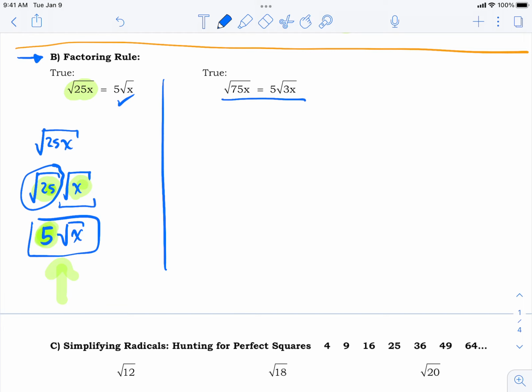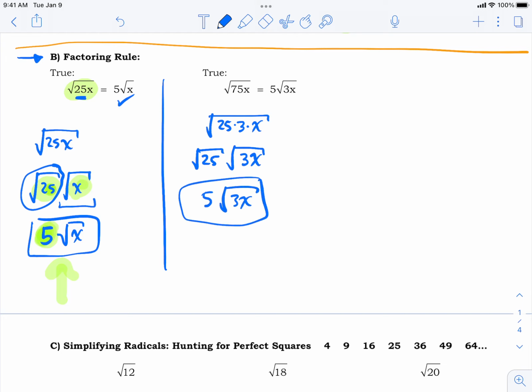Do you believe that's true? The x is just staying inside, so that part we can follow. But somehow the 75 is becoming a 5 here and a 3 here. How's that happening? I'll show you. We're thinking of the 75 as having a 25 in it. So 75 is like a 25 times a 3 times an x. So I've got a radical 25, and then a radical 3, and I might as well put the x with it right now. And so the radical 25 is a 5 out front.